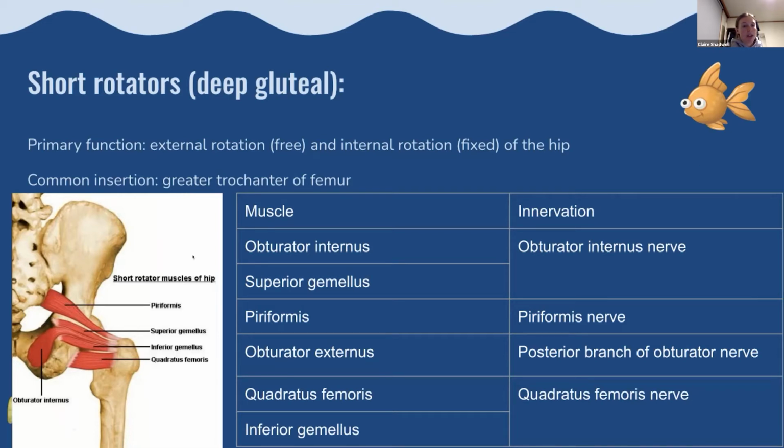Okay, so starting off, you have the short rotators. First you have the piriformis up here, superior gemellus, obturator internus, inferior gemellus and quadratus femoris, and then the obturator externus runs from the outside. A good little tip that I know is the gemellus muscles always hijack the nerve from the muscle below, so they don't ever have their own specific nerve running to them.